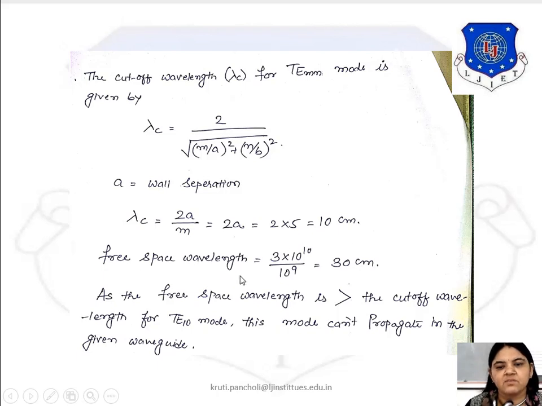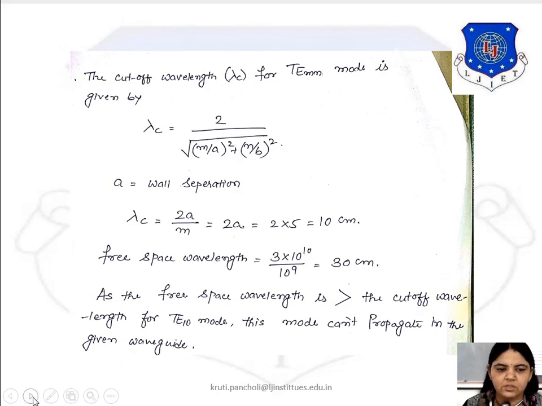So the free space wavelength is 3 into 10 raised to 8 divided by 10 raised to 9, equal to 30 centimeter. As the free space wavelength is greater than the cutoff wavelength for TE10, this mode cannot propagate through the waveguide. So this is about a few examples related to this.